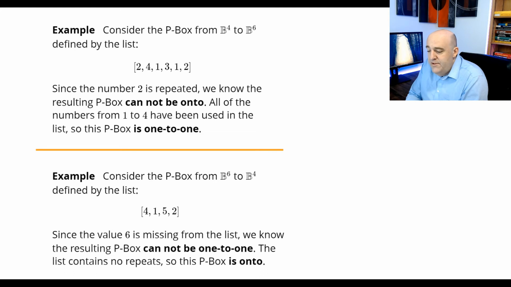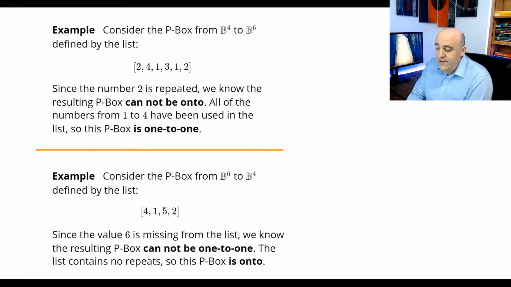In the bottom example here, we have a p box from B6 to B4. It has 4 elements in the list. That's because we're mapping to B4. And every element of the list is between 1 and 6. We see that the number 6 is missing from this list, though, and that tells us right away that this p box cannot be 1-to-1.